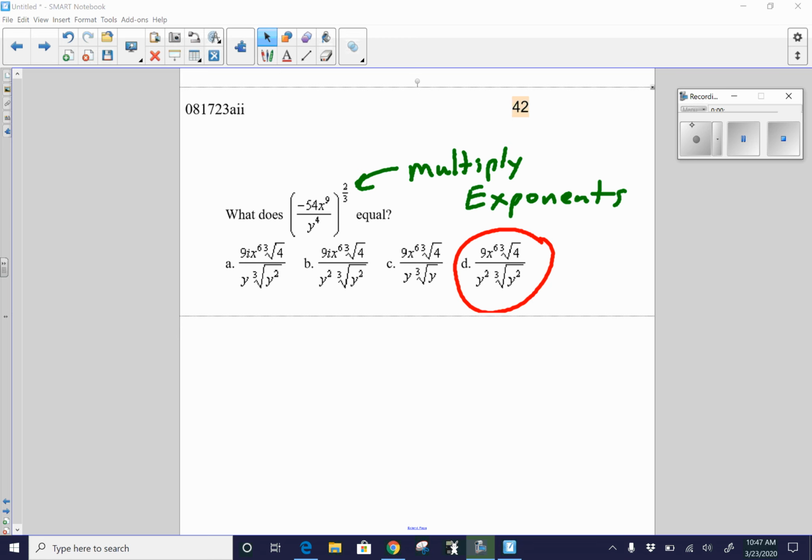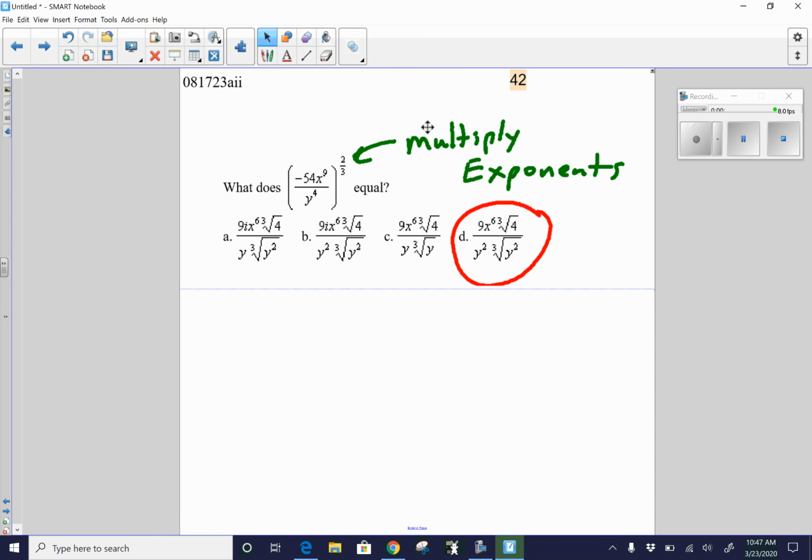Hi. So I'm gonna do a video for question 42 because this is the one that I think a lot of people had trouble with. So this is just a preview of tomorrow. So the first thing that you need to remember is that when you have a power raised to another power, you multiply them. All right, so that's this little note right here.